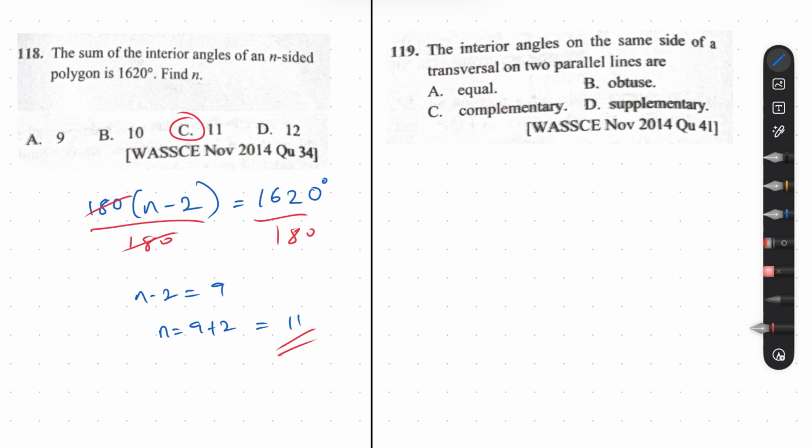Question 119 says the interior angles on the same side of a transversal on two parallel lines are, okay, so let's draw that. So if you have two parallel lines, and another parallel line, assuming these two lines are parallel, the transversal will be something like this, the line crossing the two of them. Okay, cool.